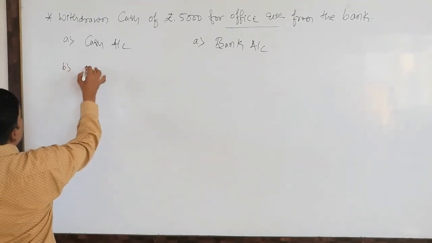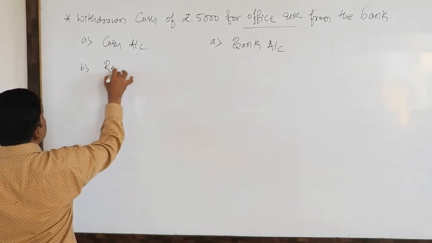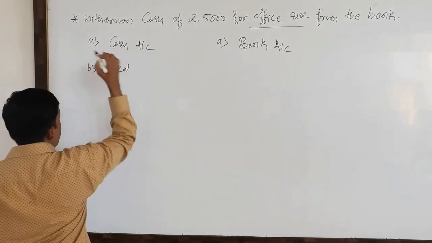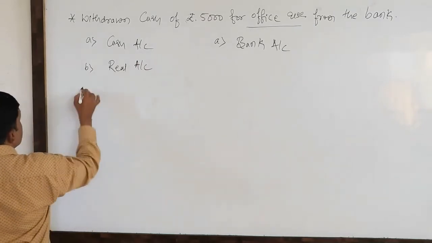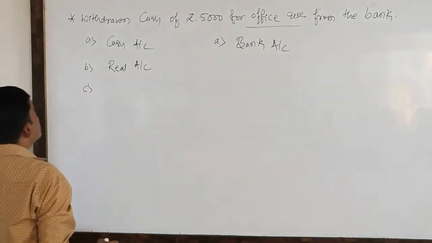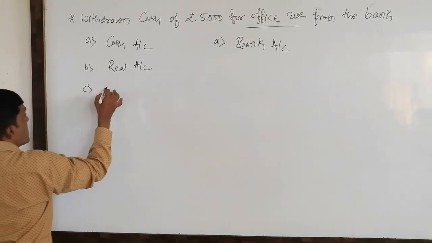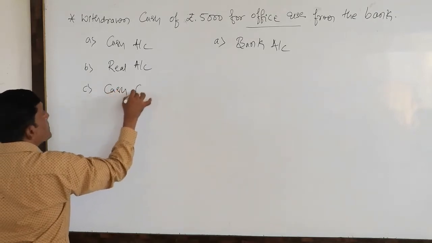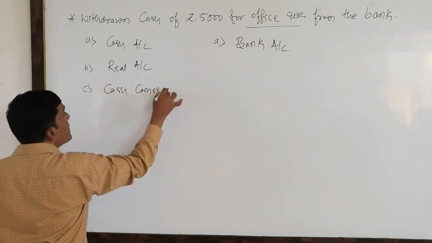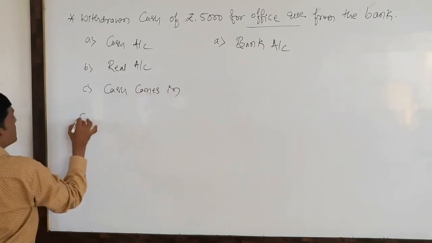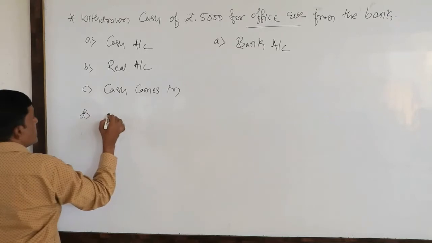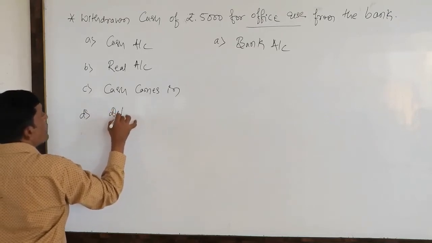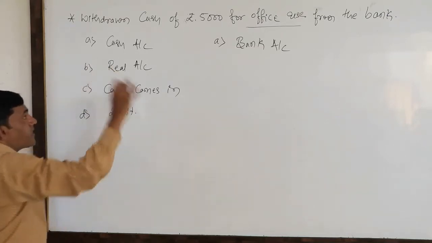Cash comes under real account. Why? Because cash is a thing, and things come under the real account. As per the real account, debit what comes in. Here the cash comes in. That is the reason we need to debit the cash account.